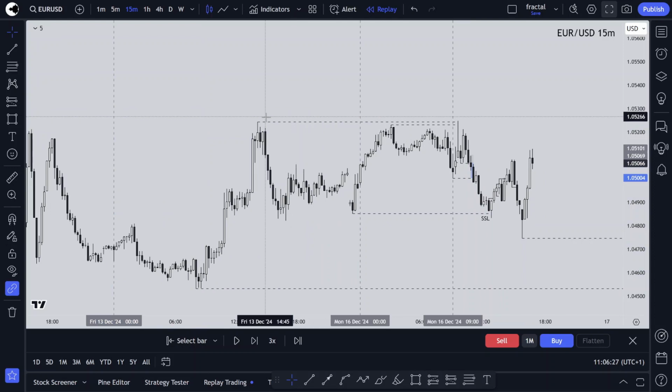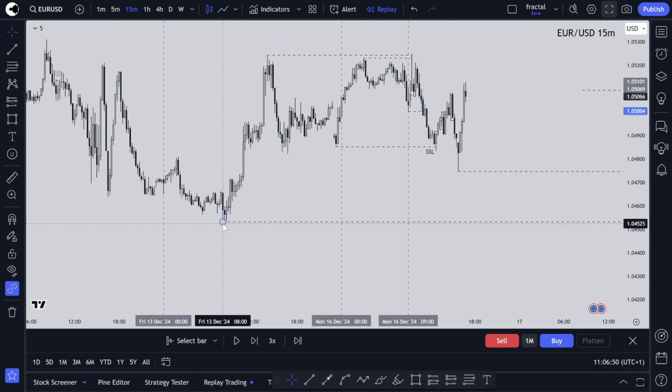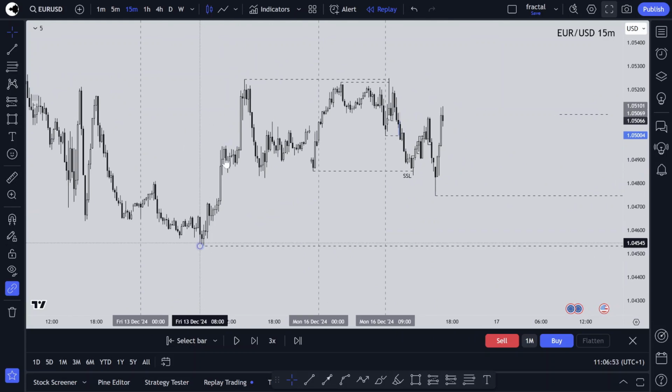Okay, so since Friday and Monday high were taken out, I can expect a movement to the downside. So my attention, my focus was on this low, that was the origin of the last movement to the upside, but also the minimum of Friday. So this was the minimum, this was the maximum, and we were in a movement inside this range. So I focused on this level, but also this level. The first one was this one, the second one, this one.